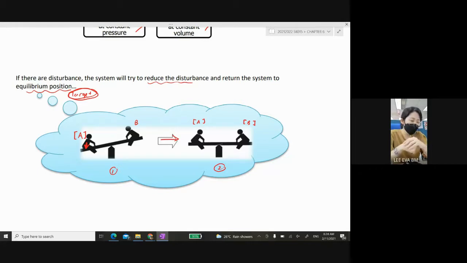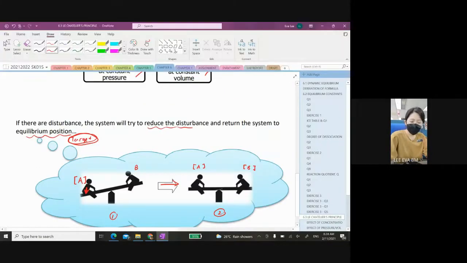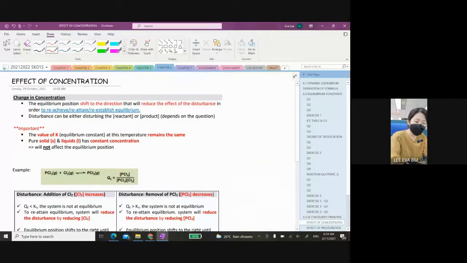Bagi tahu Madam, untuk Le Chatelier principle kita nak buat apa? Target Le Chatelier nak buat apa? Nak respond kepada disturbance untuk adjust, untuk return kepada equilibrium position. Dia nak bawa balik kepada equilibrium position. Remember the main purpose of Le Chatelier principle. Okay, so let's look at the first factor.